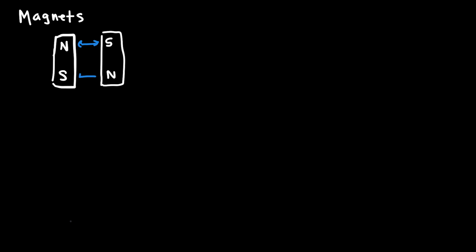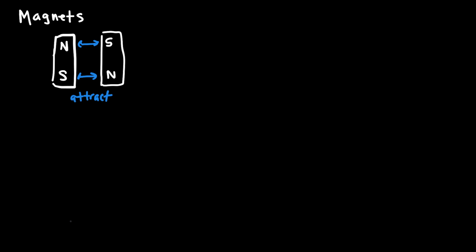If I have a bar magnet that is oriented such that the North Pole is above the South Pole, and I bring it close to another bar magnet, which is oriented in the opposite direction, so the South Pole's on top, the North Pole's on the bottom. When I bring them close to each other, the North Pole will be attracted to the South Pole, and the South Pole will be attracted to the North Pole, and these two magnets will attract one another.